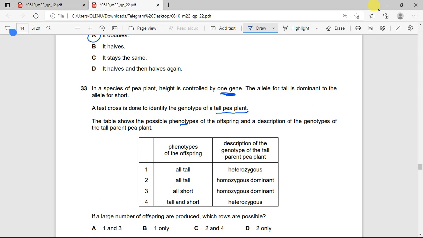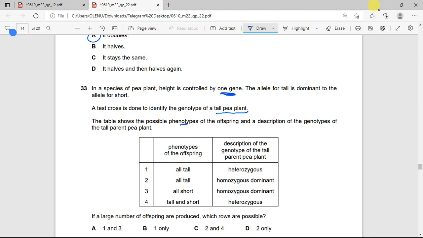Phenotype of the offspring: all tall, all short, tall and short. Now, if they say first, in the species of pea plant, height is controlled by one gene. The allele for tall plant is dominant to the allele for short plant. A test cross is done to identify the genotype of the tall plant.